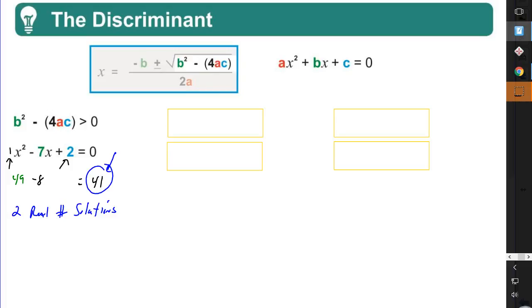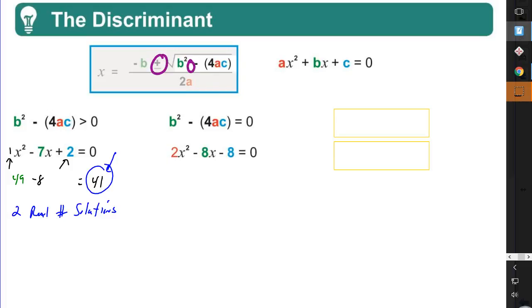The discriminant, second scenario. Well, you can have it equal 0. b squared minus 4ac might actually equal 0, in which case you're taking the square root of 0, and the square root of 0 is 0. So guess what happens? If you look back up at the quadratic formula, plus or minus 0 means nothing. There's no plus or minus factor at all. And you really get one solution.